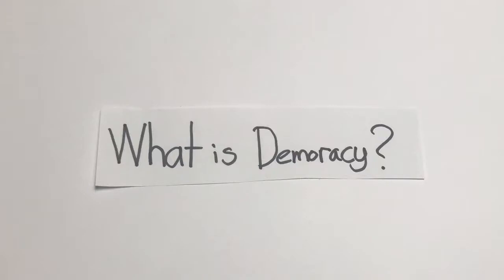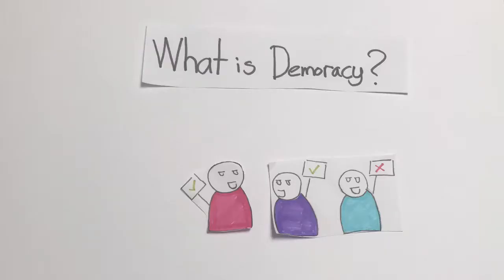Hey kids, today we are going to talk about a new subject called democracy. Democracy is when people have the power and when their decisions are the ones taken into action, either by themselves or by a selected few.